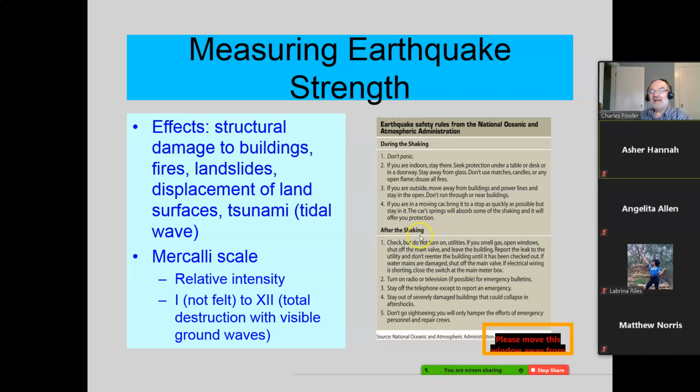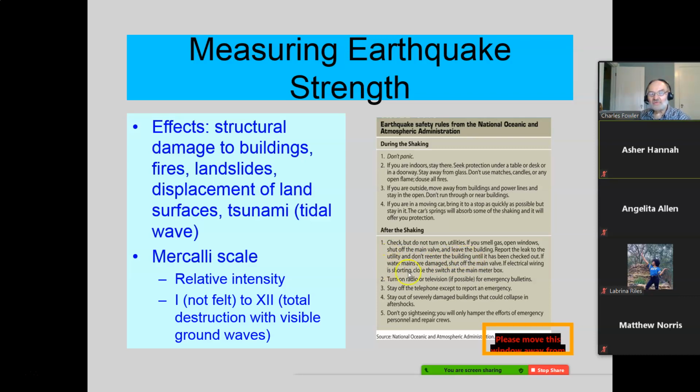Okay. Now, after the shaking has happened, and usually it doesn't go on that long, check but do not turn on utilities. Okay. If you can in any way find out if everything's okay, do so, but don't turn them on. If you smell gas, open your windows, shut off the main valve if you know where that is, leave that building, because anything could create a spark, and then it could go. Report the leak to the utility, but don't re-enter the building until it's been checked out by your professionals.